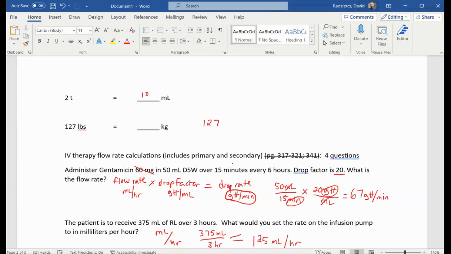So here's one where, if you're an ordered over half person, just remember you're always going to divide by 2.2 to convert pounds to kilograms. So 127 divided by 2.2 will give you 57.727272. So we're just going to round that to 57.7 kilograms.